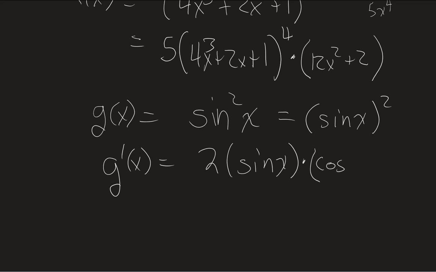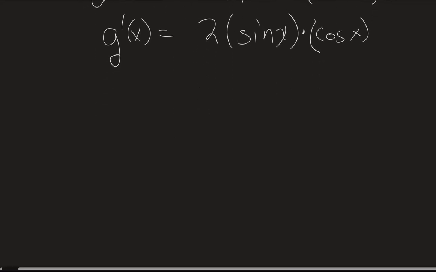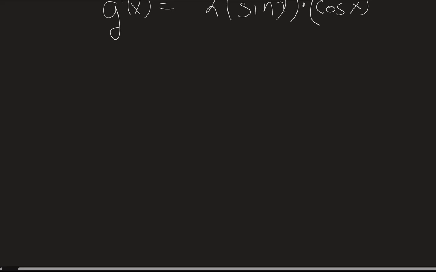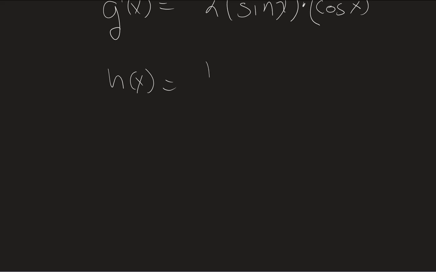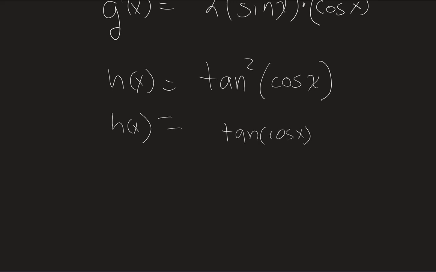Okay, what if I had h of x equals tangent squared of cosine of x? Okay, so I would rewrite this as the tangent of cosine x, squared. And then h prime of x is going to be 2 tangent cosine x, subtract 1, times the derivative of the inside.